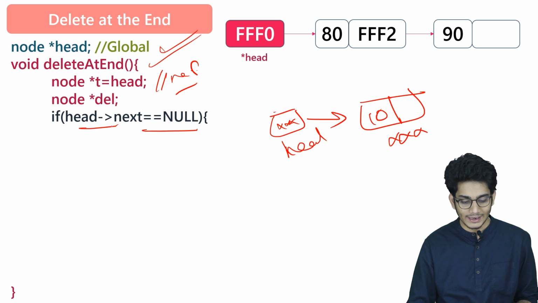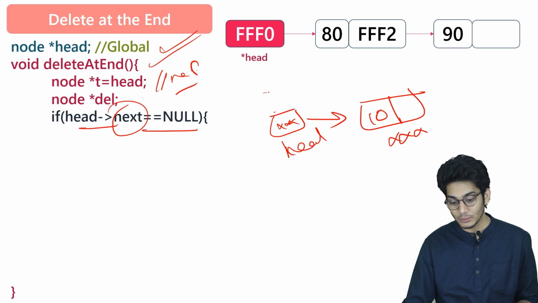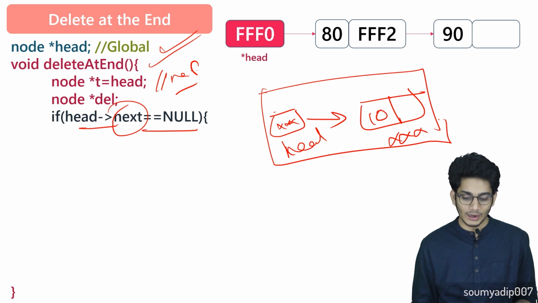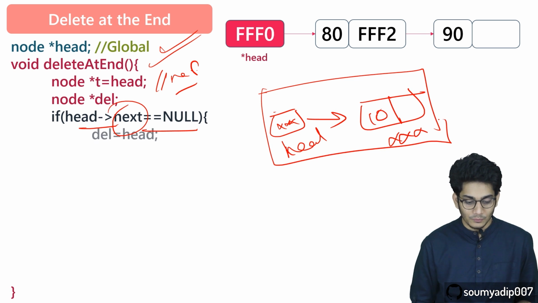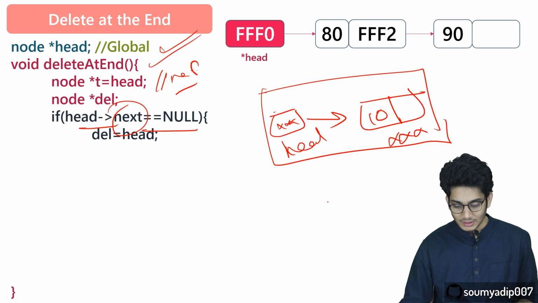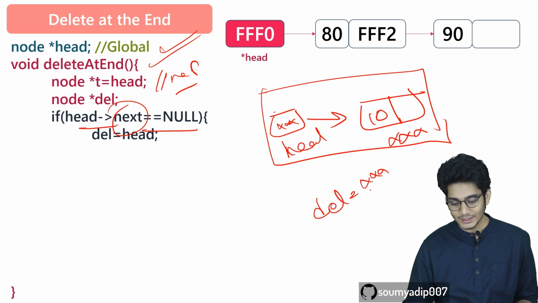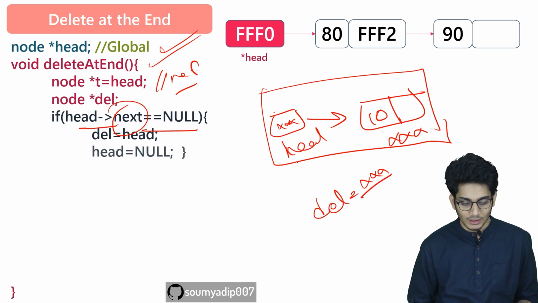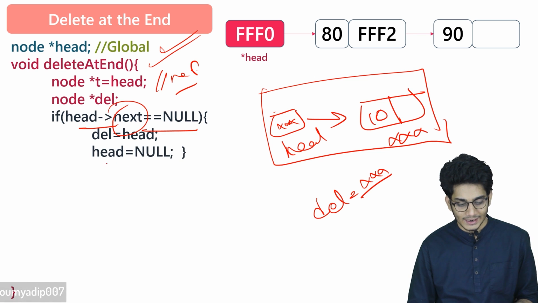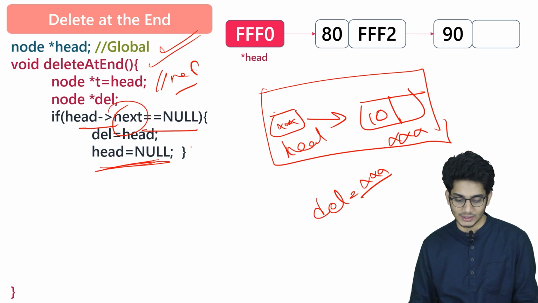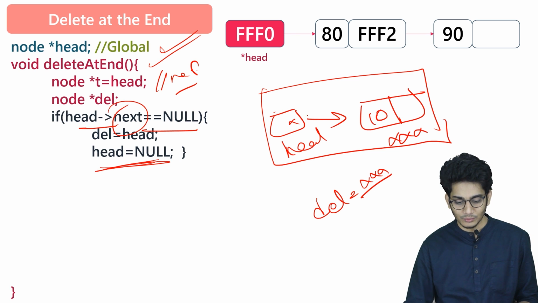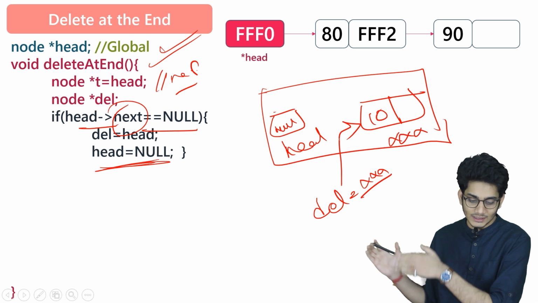So if head next equals null, meaning we have only one value, then for this case we'll just put del equals to head, so del will also contain the address of that node, and then we will put head equals to null here. Then our head will be null, and del will be pointing to this node. I think this portion is clear.